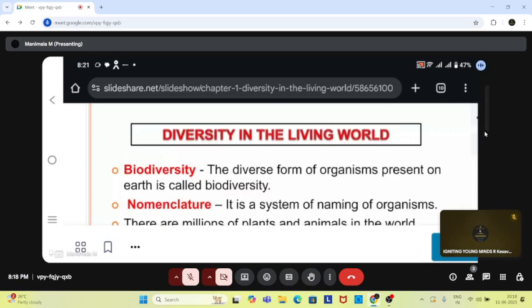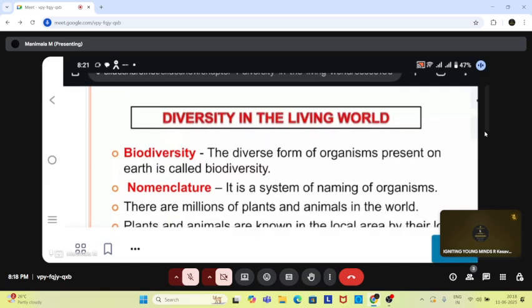So the number of species varies according to your NCERT book. We have 1.7 to 1.8 million known species that are described. Only the known species are counted, but without our knowing, there are many more species present. So this is about biodiversity.